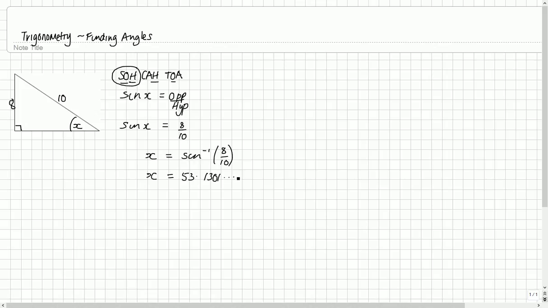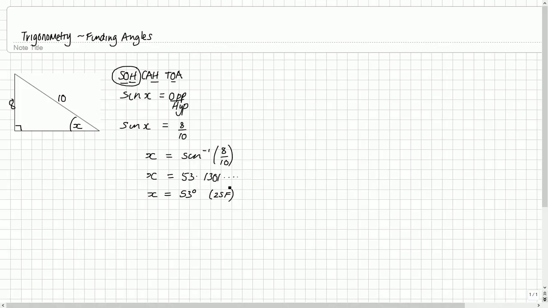53.1301 and so on. Now we'll round that, and generally I would round it to the nearest degree, but look for the question. You might say round to 1 decimal place or round to 3 significant figures. We're going to round that to the nearest degree today, which is 53 degrees. And that would be 2 significant figures.